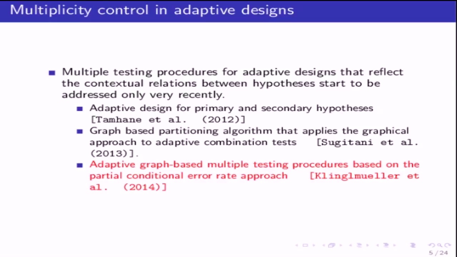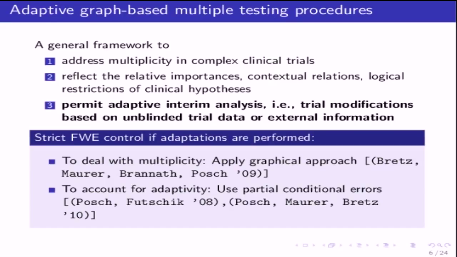I'm now on slide number 6. So what are adaptive graph-based multiple testing procedures? They are a very general framework to address multiplicity in very complex clinical trials.